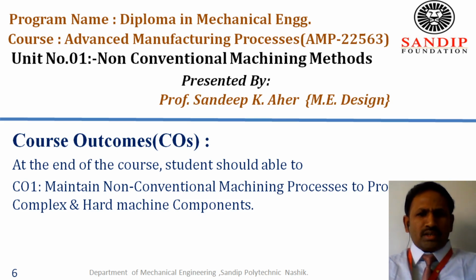As per every chapter, every content, certain course outcomes are there. Likewise, in this chapter, the course outcome is to maintain non-conventional machining processes to produce complex and hard machine components. Means as per the manufacturing method, students should know what the advanced manufacturing processes are for today's age technology. For that purpose the chapter is included, because the chapter is very important for this subject.